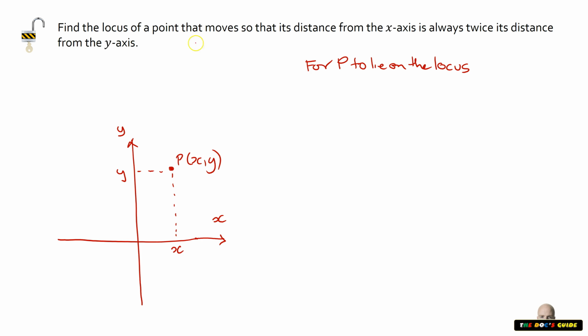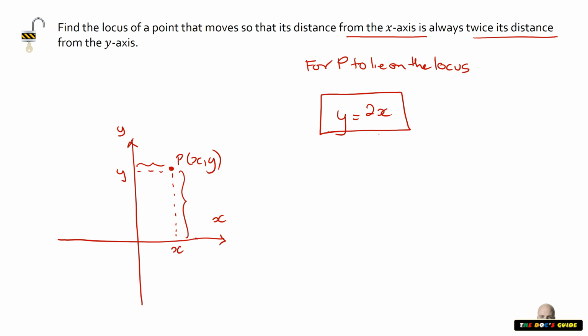So what's our condition? P has to be able to move so that its distance from the x-axis is always twice its distance from the y-axis. So this is its distance from the x-axis, and that is y. And this is its distance from the y-axis, and that is x. And we want the distance from the x-axis, y, to always equal twice its distance from the y-axis. So this is the locus, y = 2x. So that's the algebraic description of the locus.